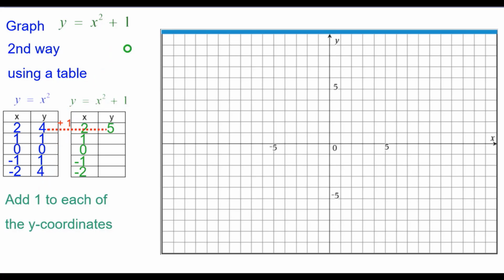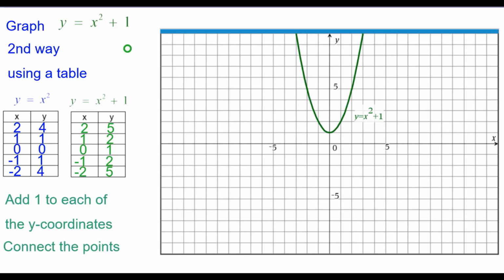So I'm going to take the 4 and add 1 and get 5, and then plot that point 2, 5. 1 and 1 make 2, 1, 2. 0 plus 1 is 1, 0, 1. Again, 1 plus 1 is 2, but this time it's negative 1, 2. And then 4 plus 1 is 5, this time negative 2, 5.